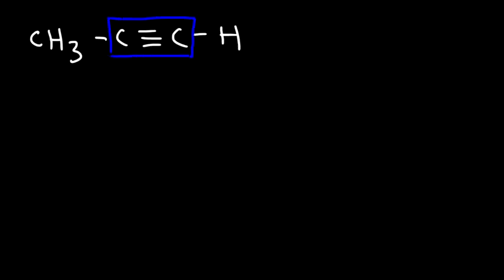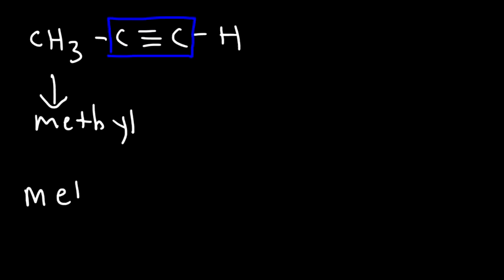Now, let's try another example. What do you think the common name is for this molecule? So here we have the acetylene portion of the molecule, which is the C triple bond C part. And notice that we have a methyl group in front. So therefore, the common name for this alkyne is simply methyl acetylene.